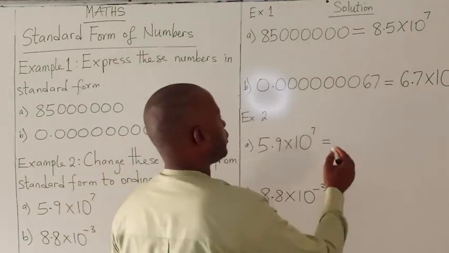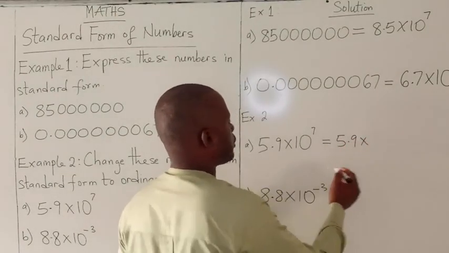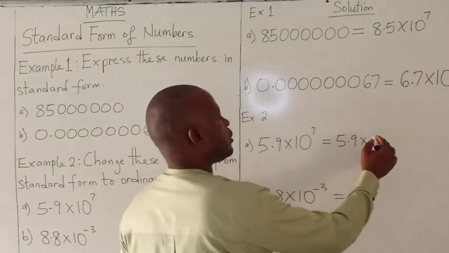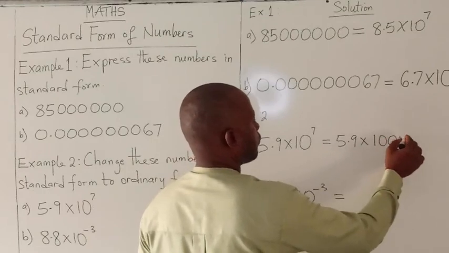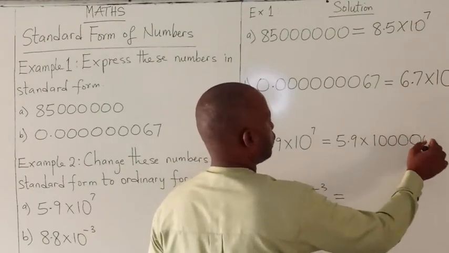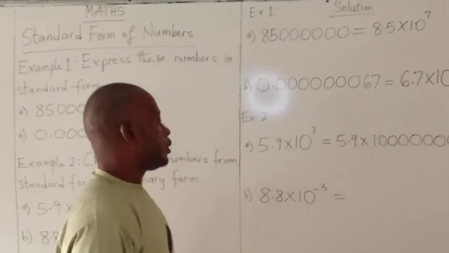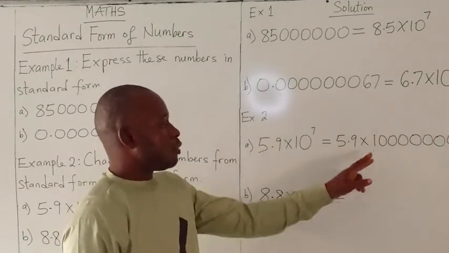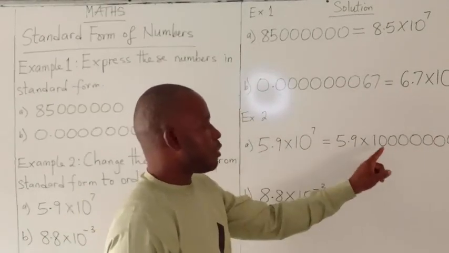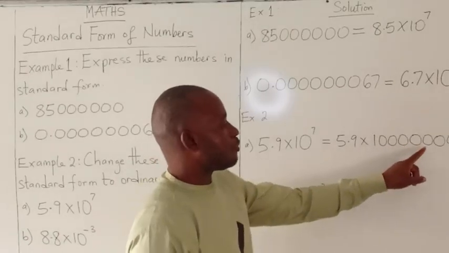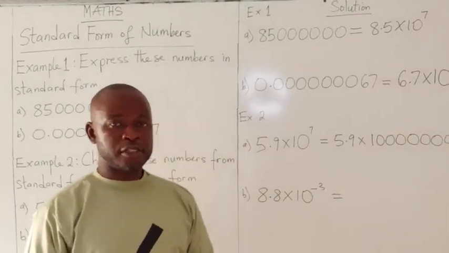Here we have 5.9 times 10 raised to the power 7, which means 1 0. You have 7 zeros. Do you understand? 5.9 times 1 0, 0, 0, 0, 0, 0, 0. Let's count. 1, 2, 3, 4, 5, 6, 7 zeros, because the power of 10 here is 7.